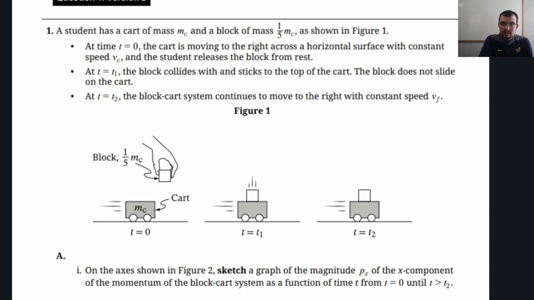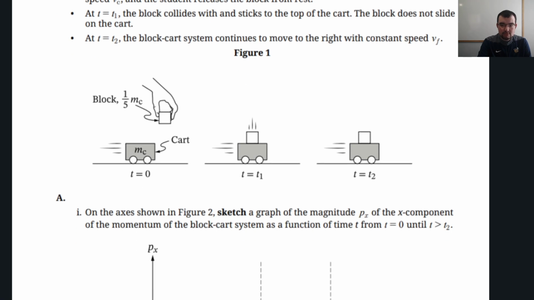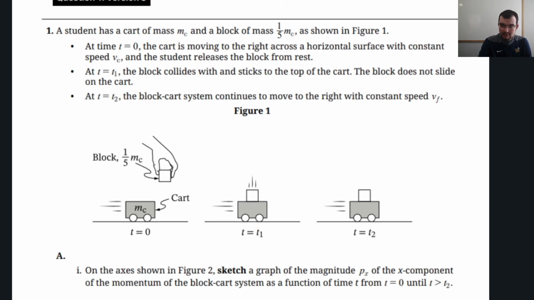So first we have a pretty typical momentum setup where we have a cart moving at some speed vc. Then the block lands on the cart. It's stationary in the x direction. And then the block-cart system moves at some other final velocity. So this is a very typical momentum question where we have some sort of a system moving, and then we add some mass to it, and we need to figure out what happens later.